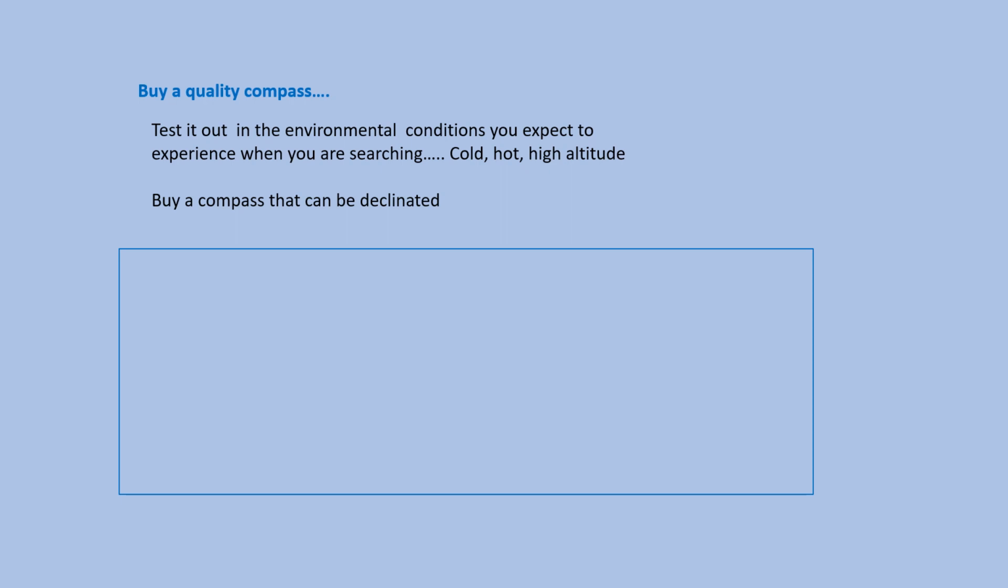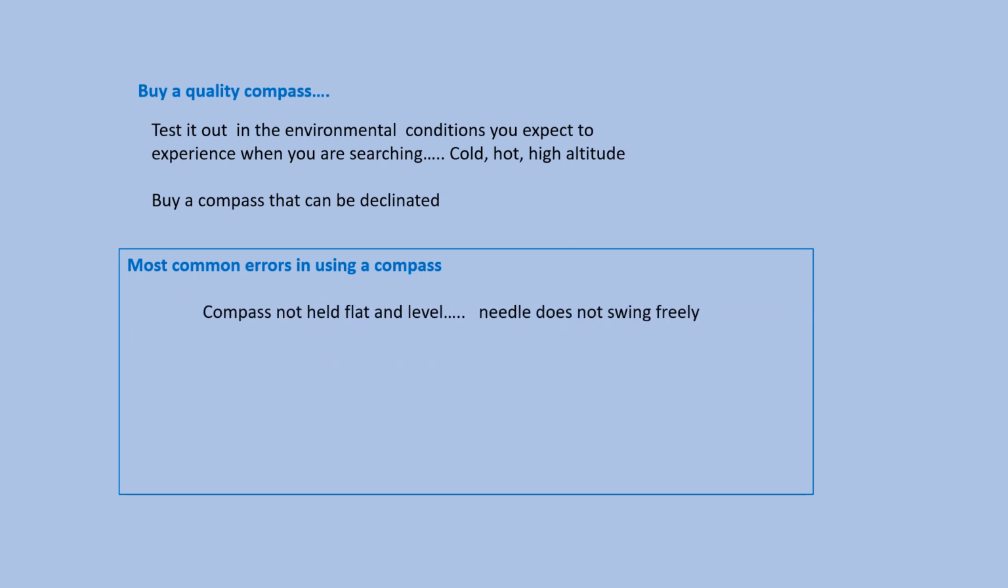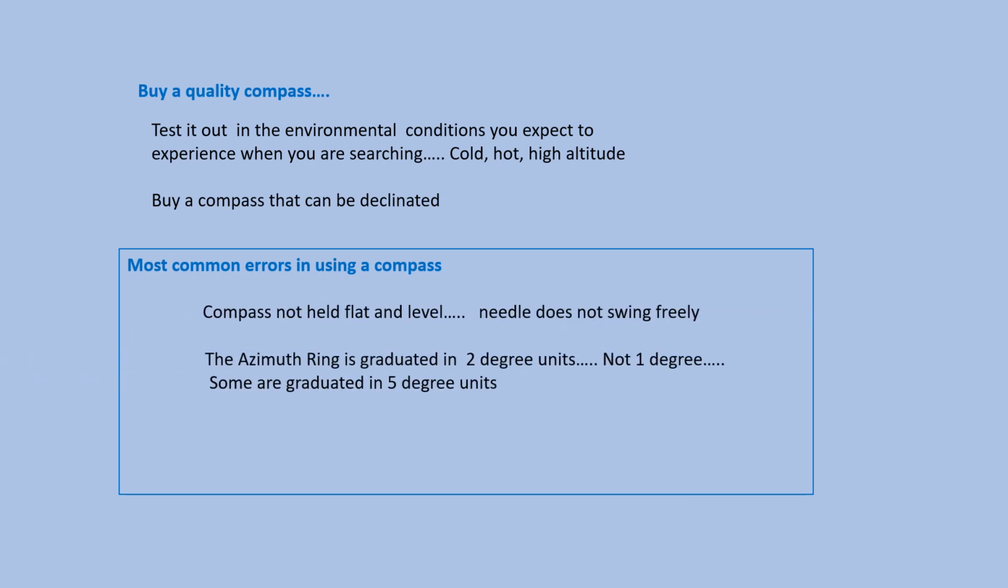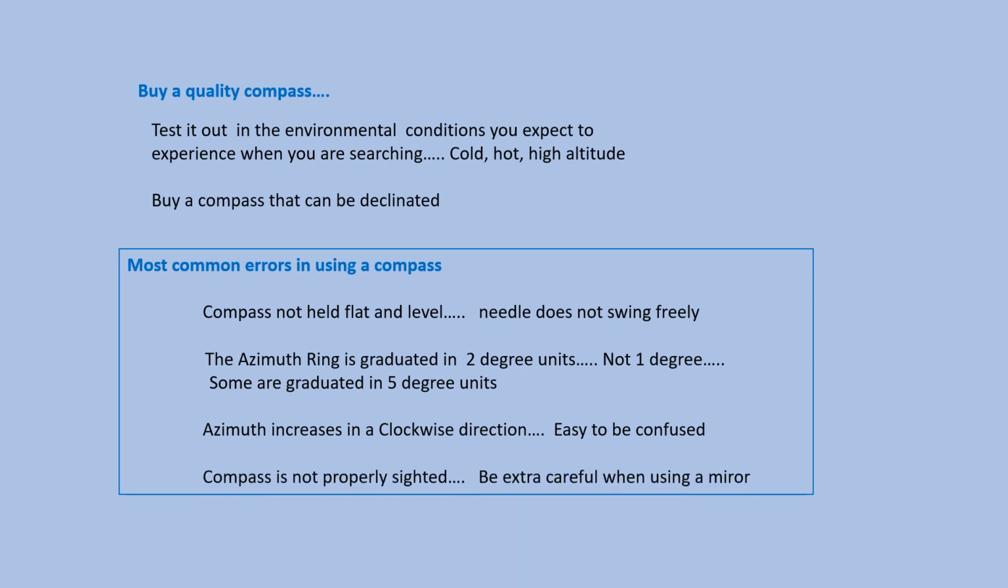Common errors in using a compass are not holding the compass flat and level, incorrectly reading the azimuth ring. Don't forget that azimuth increases in a clockwise direction, and the compass is not properly sighted. Be especially careful when you're using the mirror.